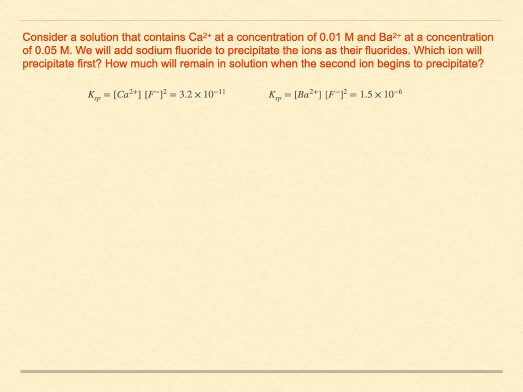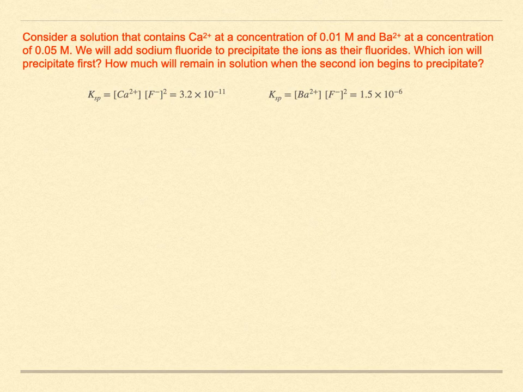Note that the stoichiometry of the species is no longer 1:1, and that's reflected in the KSP expressions. The fluoride ion concentration is squared. So which precipitates first? Well, even though the stoichiometry of the two systems is the same, we cannot just compare the KSP values because the ion concentrations are not the same. We're actually determining the concentration of fluoride that will start to induce precipitation for each ion. Because the initial concentrations are different, a simple comparison of KSP is not adequate.